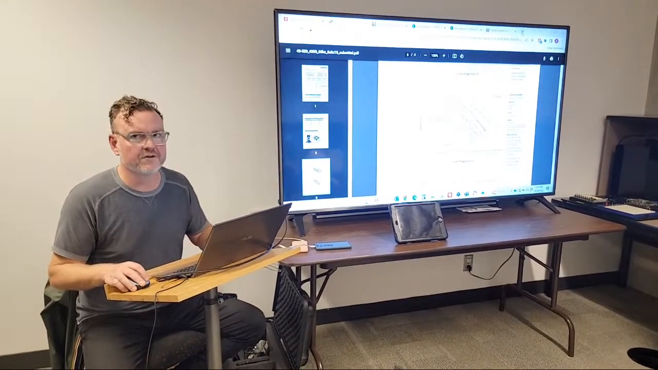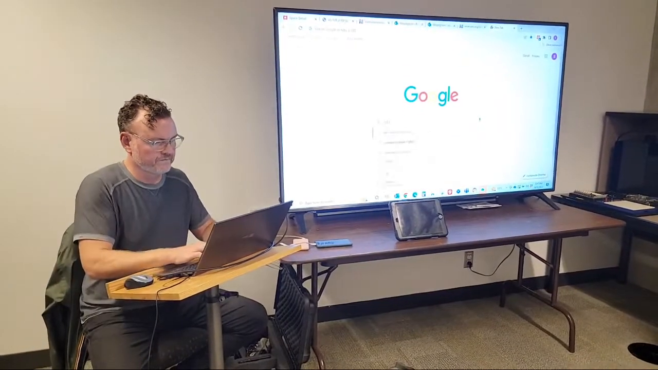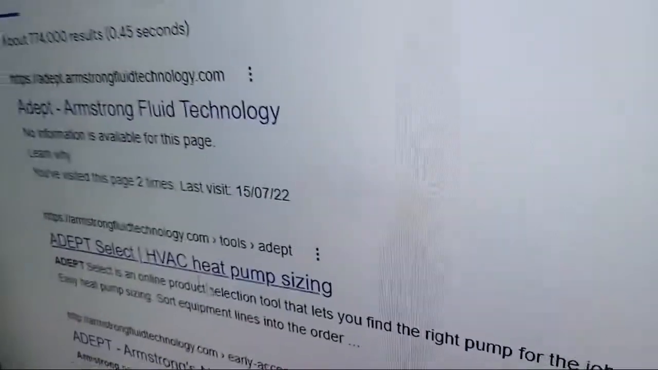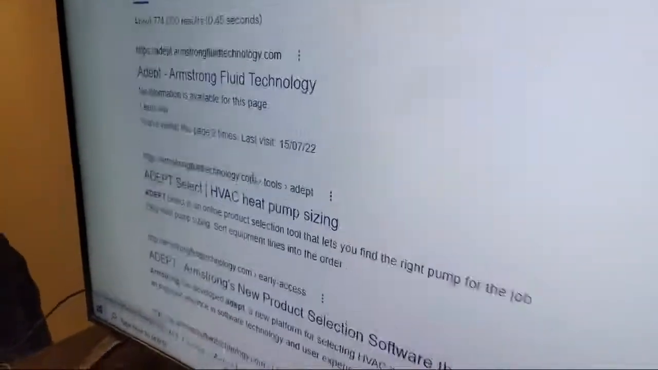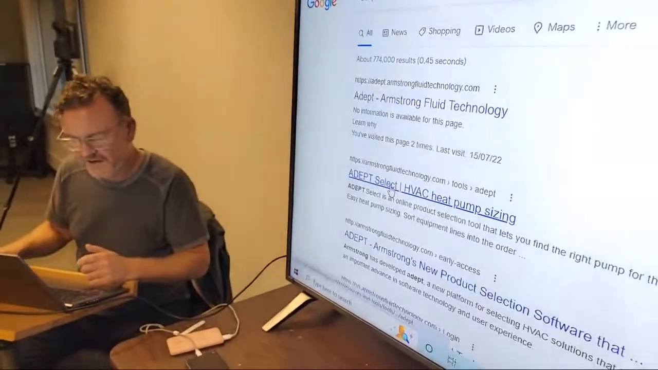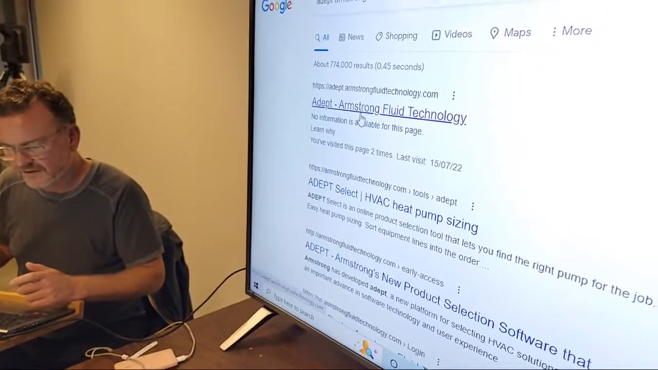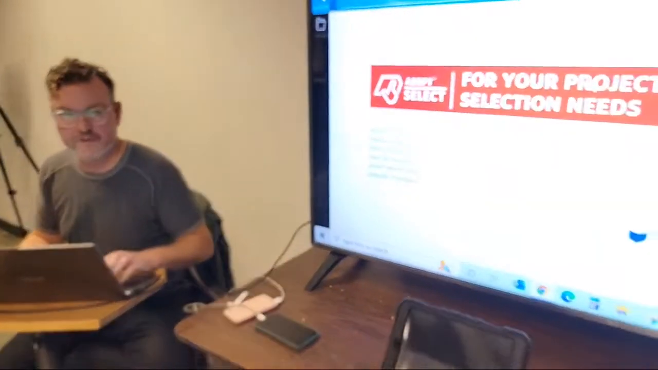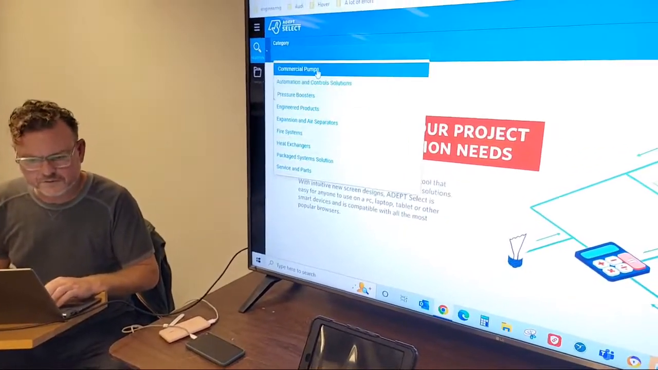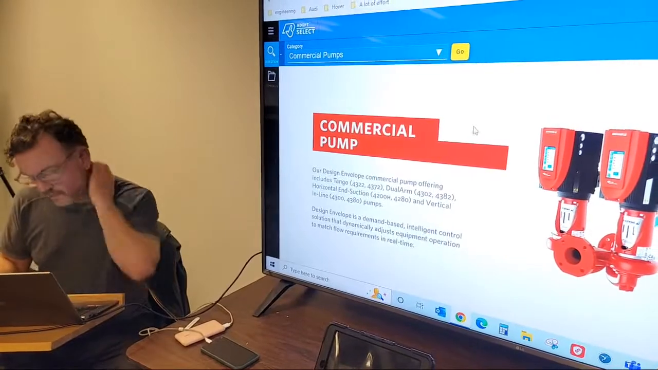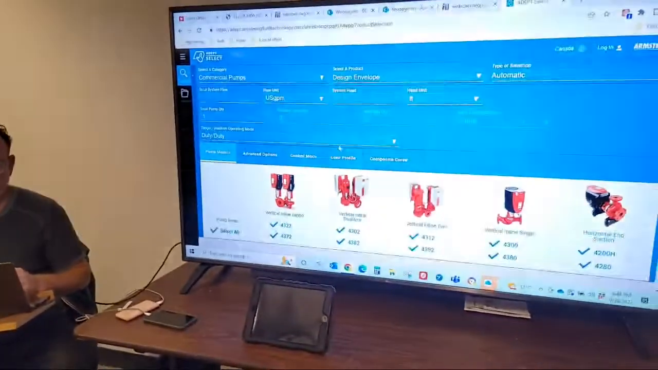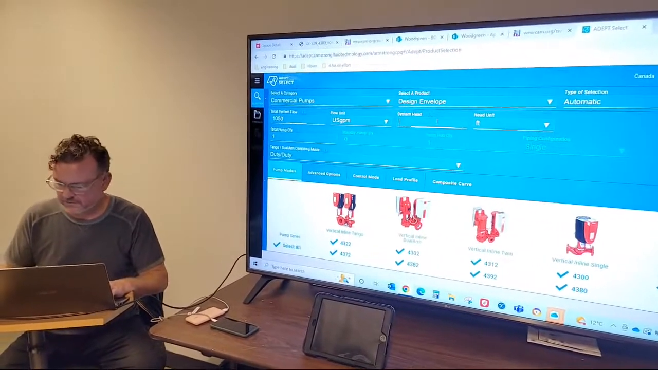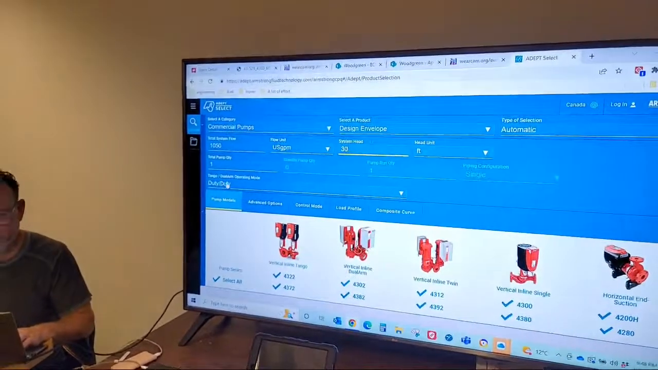But that was, what did I say, 1050 at 30 feet? Yeah. It's pretty good to search it on the fly here. Yeah, why not? Heat pump sizing, I don't want that. Maybe this is it. Alright, oh yeah, here we go. So we'll just do a little selection here. Commercial pumps. This is how you choose a pump. So that was 1050. Typical system flow. Head. I just did the one pump, that's all that was there.